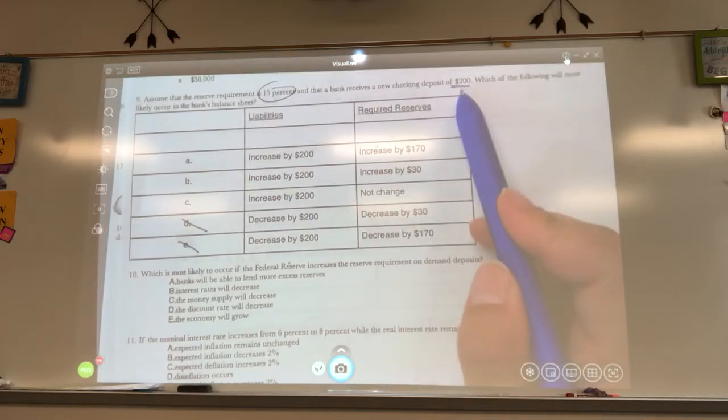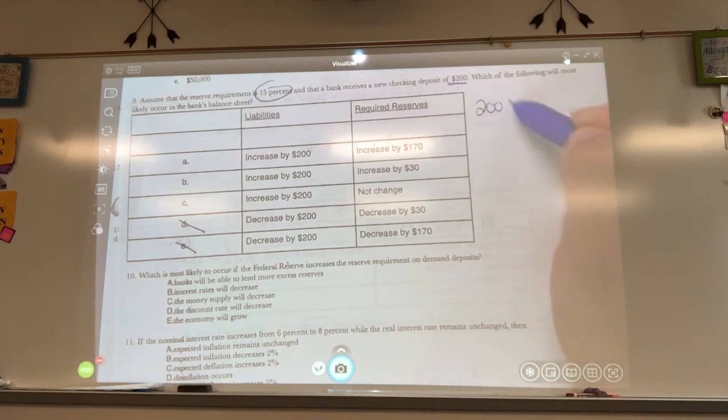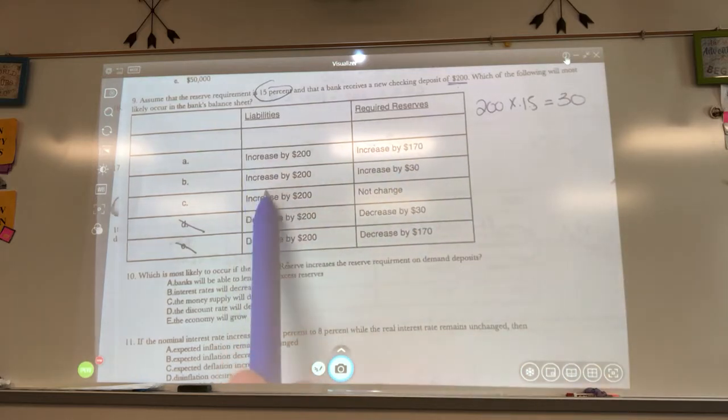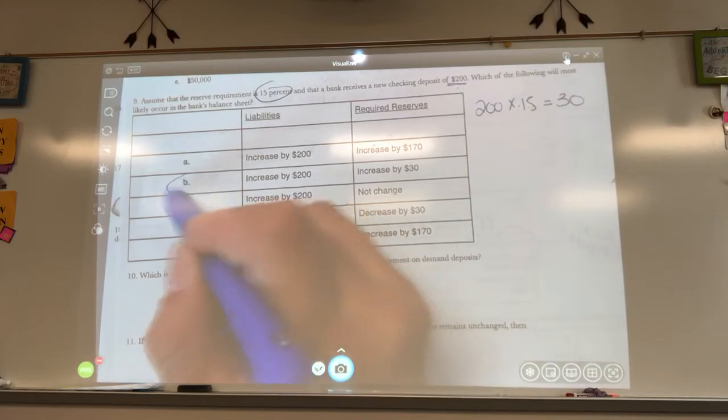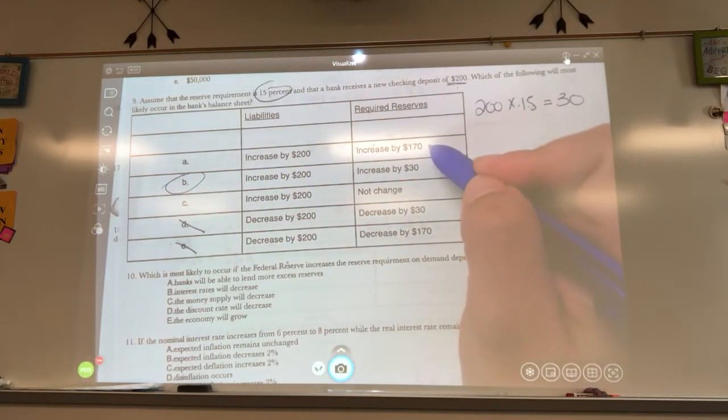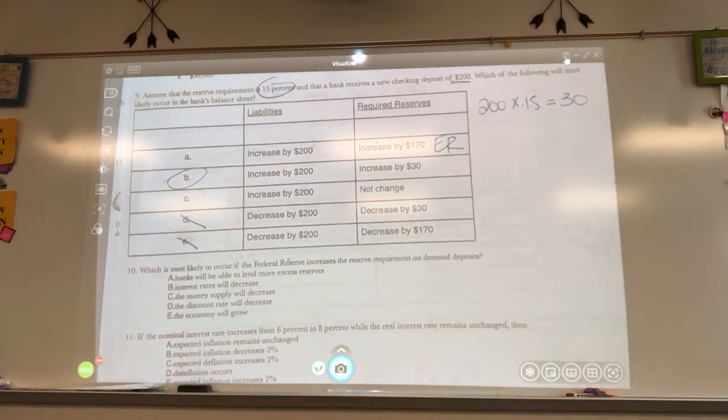Okay, so now what is the reserve requirement? So what do I need to do? 200 times what? 0.15. Gives me what? 200 times 15%, which is 15 plus 15, because that's 2 times in there. Yes. So it gives me what? 30. So we see a liability increased by 200, but is the reserve requirement increased by 170 or by 30? So what's our answer? What would this be? 170 is an increase in what? This is excess reserves. So that one's wrong.